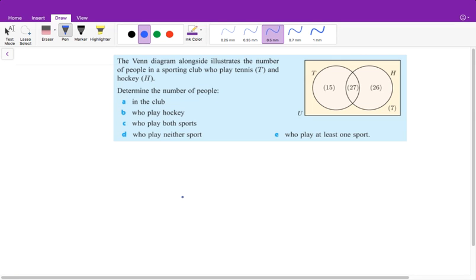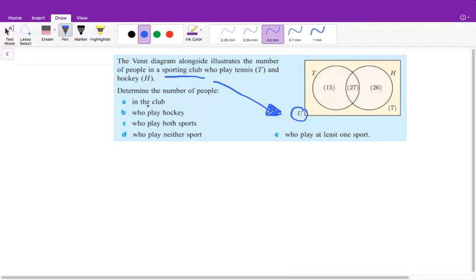For this question, it says the Venn diagram alongside illustrates the number of people in a sporting club. So we know that this universe, this U, is representing anyone who's part of a sporting club, because it's telling us that this Venn diagram is the number of people in a sporting club. And then they say who play tennis and who play hockey. So here, this set T represents people who play tennis, and this set H represents people who play hockey, whereas the universe represents anyone in a sporting club.